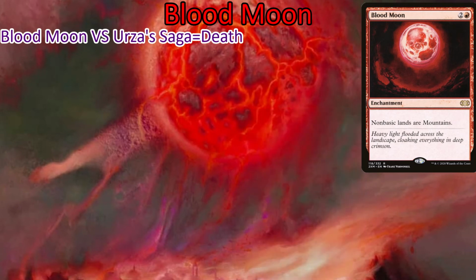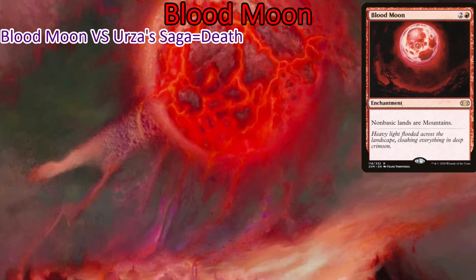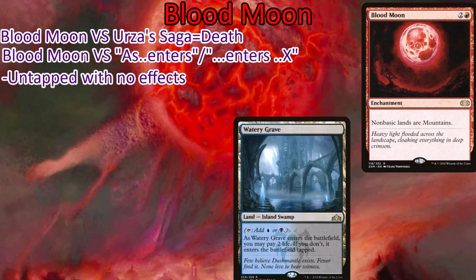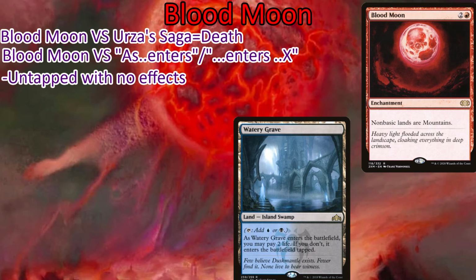Next up is Blood Moon and any replacement effects on lands. That means stuff like your Shock lands. So Shock lands always come into play untapped, and you don't have the option to pay the life or play them tapped when Blood Moon is on the board.